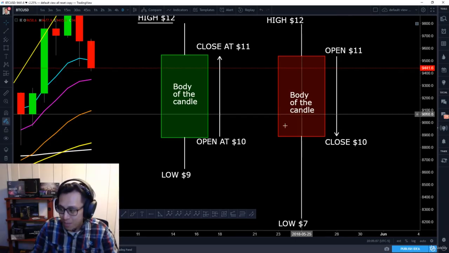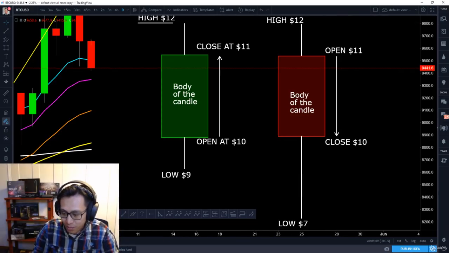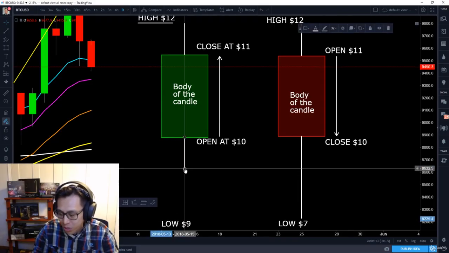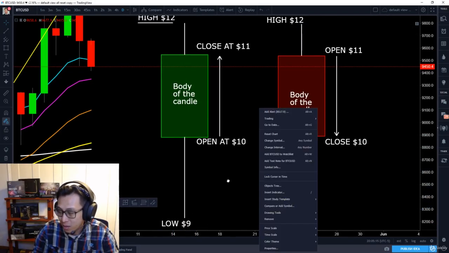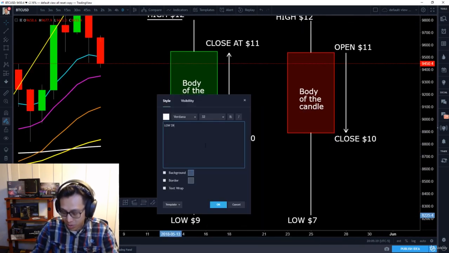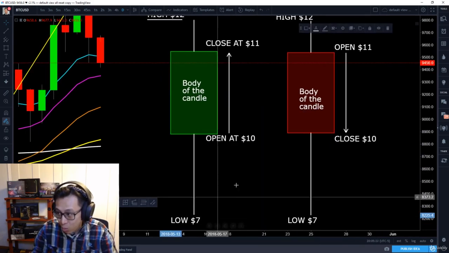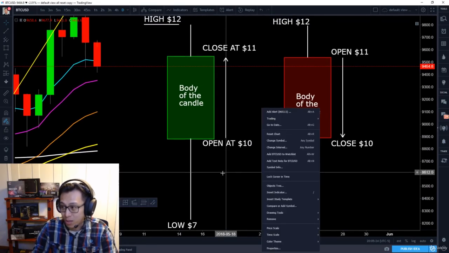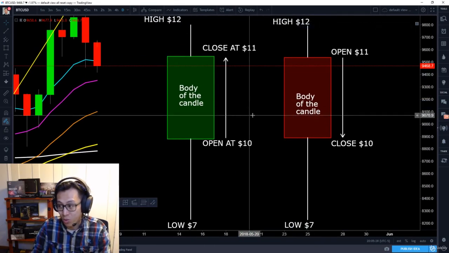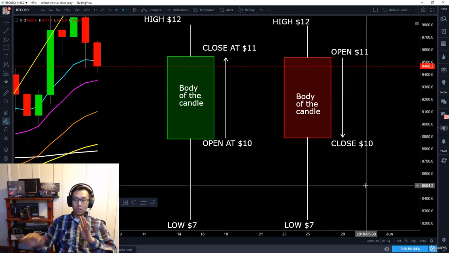Actually, let me ask you guys two things, okay? Let's say we're on a downtrend, and one candle was green like this, and they both got to $7 like that. What do you think the difference is between these two candles, where one is green and one is red, but they both have a very long wick?